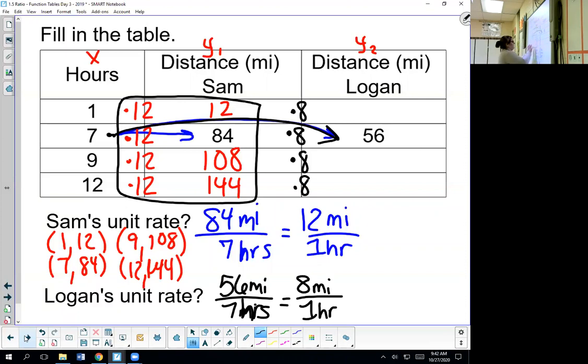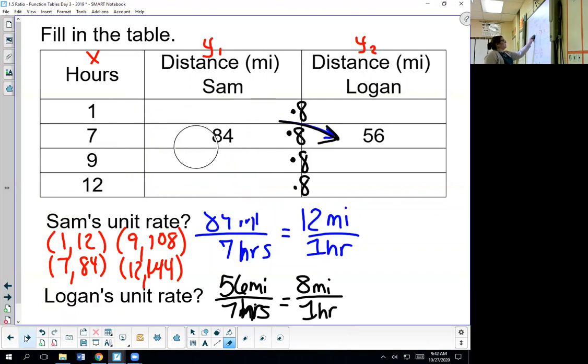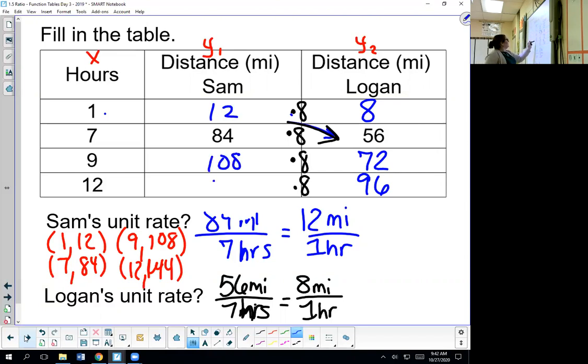Ignore what I have here with Sam. So if I have Sam gone, and I can do this because I don't like the chaos, now I need to go from my X to my Y2. So 1 times 8 is 8. 7 times 8 was 56. 9 times 8 is 72. And then 12 times 8 is 96. And there you go. I have now filled in my double function table.